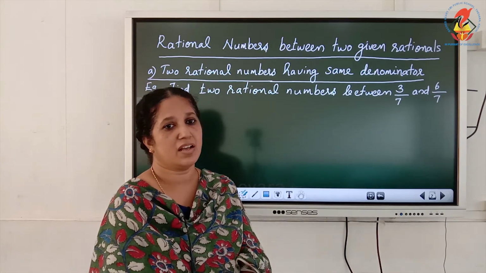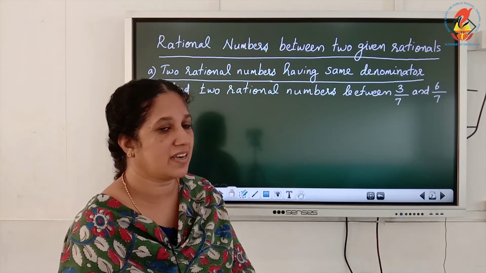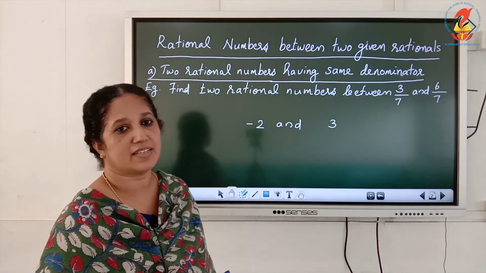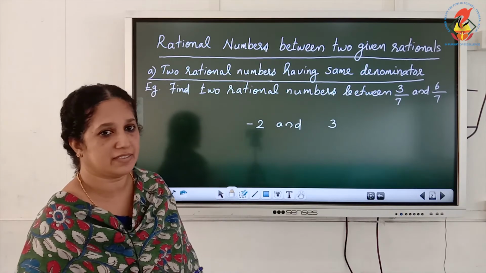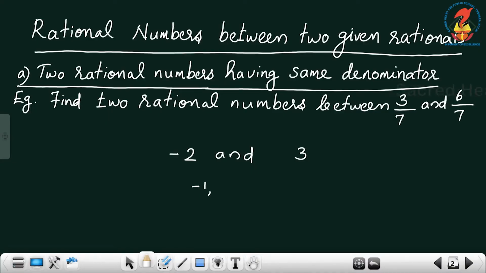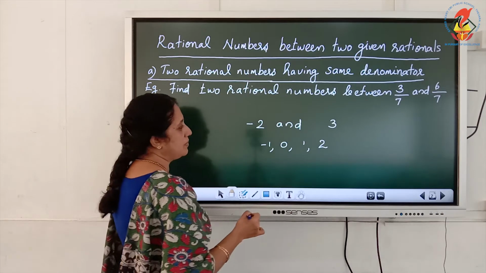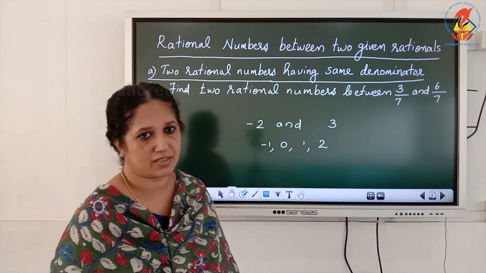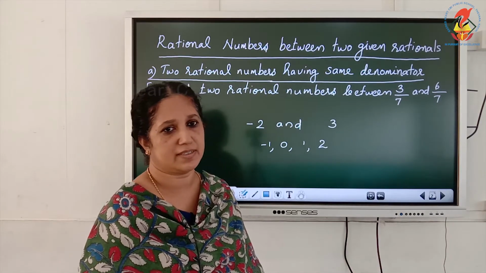Next, how many integers are there between -2 and 3? So, -1, then 0, 1 and 2. How many integers are there between -2 and 3? 4 integers. So, we can easily find out, right?